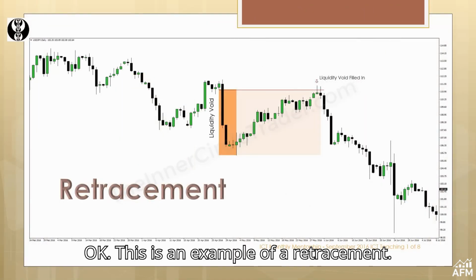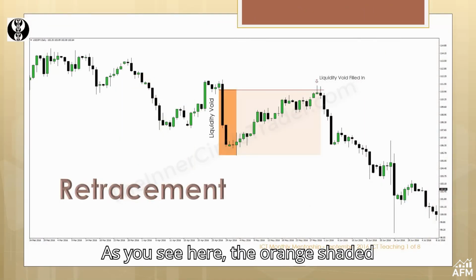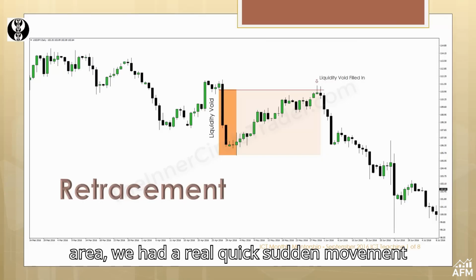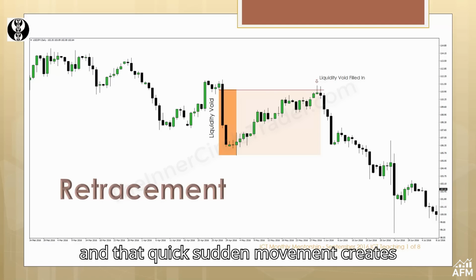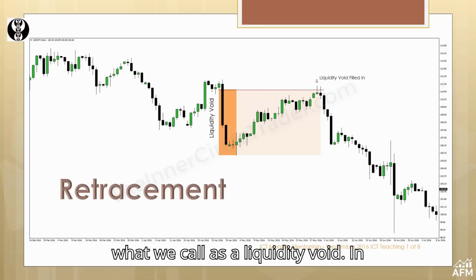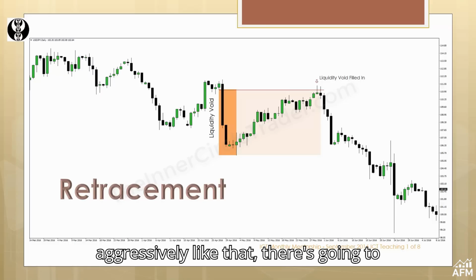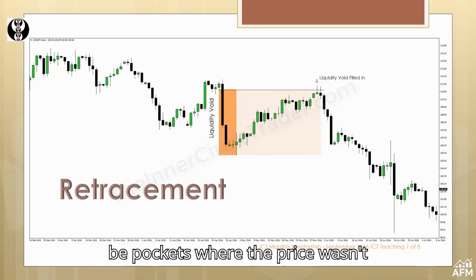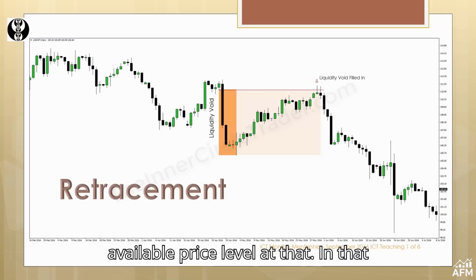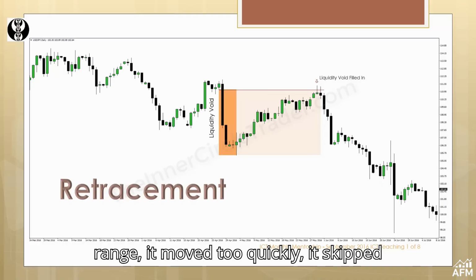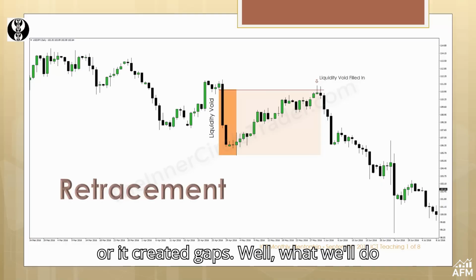Okay, this is an example of a retracement. As you can see here, the orange shaded area, we had a real quick sudden movement away from a price level, and that quick sudden movement creates what we call a liquidity void. In other words, as the market drops aggressively like that, there are going to be pockets where price wasn't actually delivered on every available price level in that range. It moved too quickly, it skipped, or it created gaps.